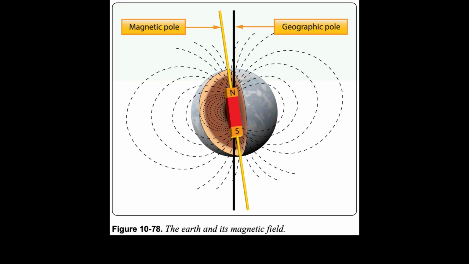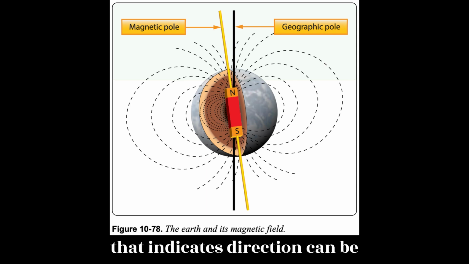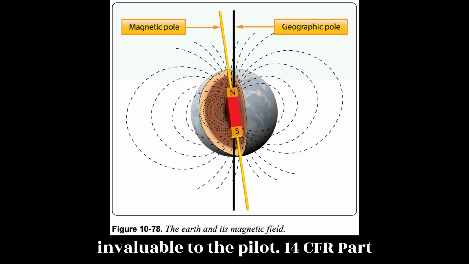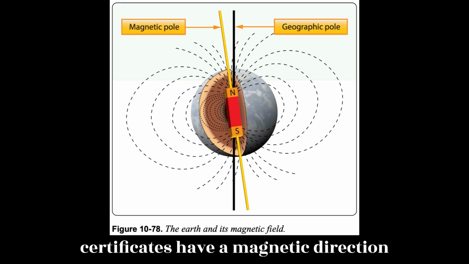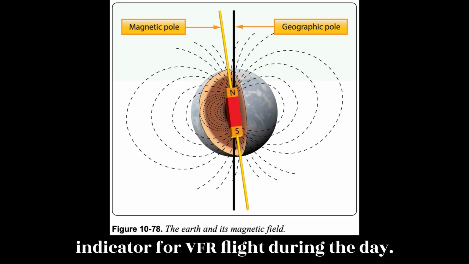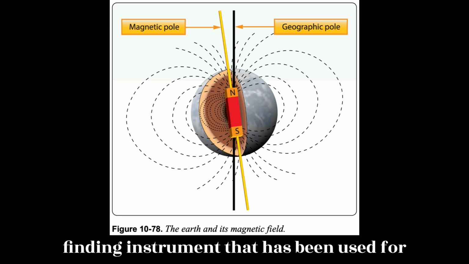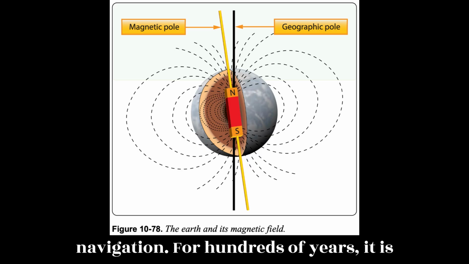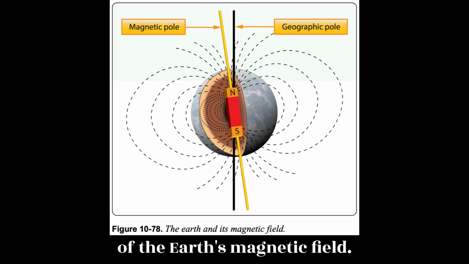Magnetic compass. Having an instrument on board an aircraft that indicates direction can be invaluable to the pilot. 14 CFR Part 91, Section 91.205 requires that aircraft with standard category airworthiness certificates have a magnetic direction indicator for VFR flight during the day. The magnetic compass is a direction-finding instrument that has been used for navigation for hundreds of years. It is a simple instrument that takes advantage of the Earth's magnetic field.